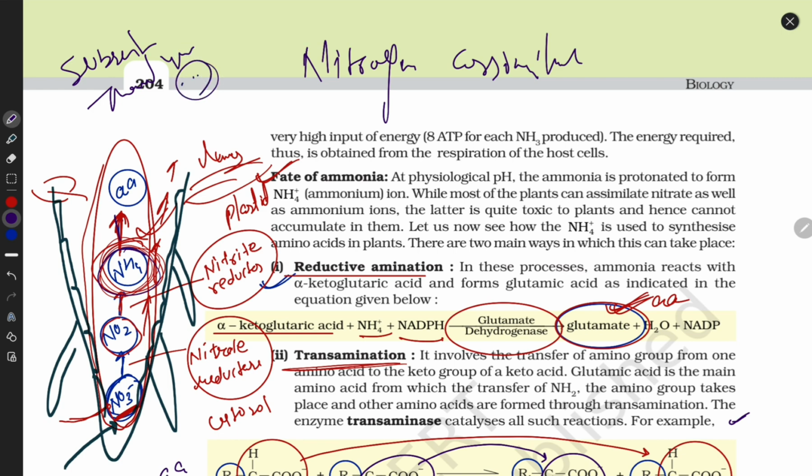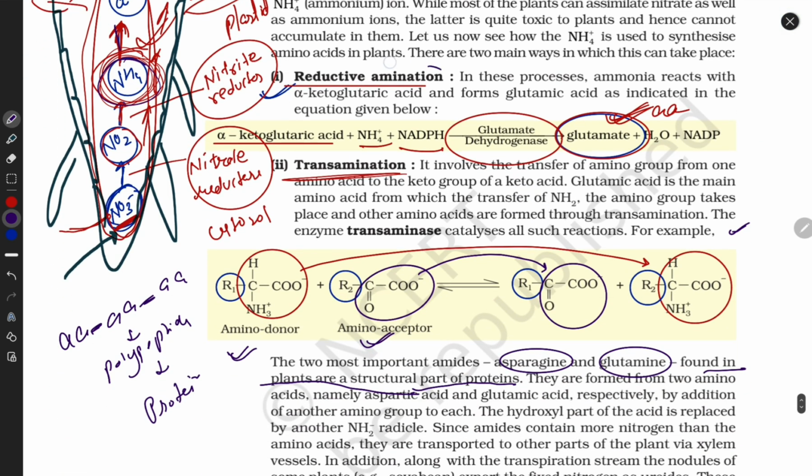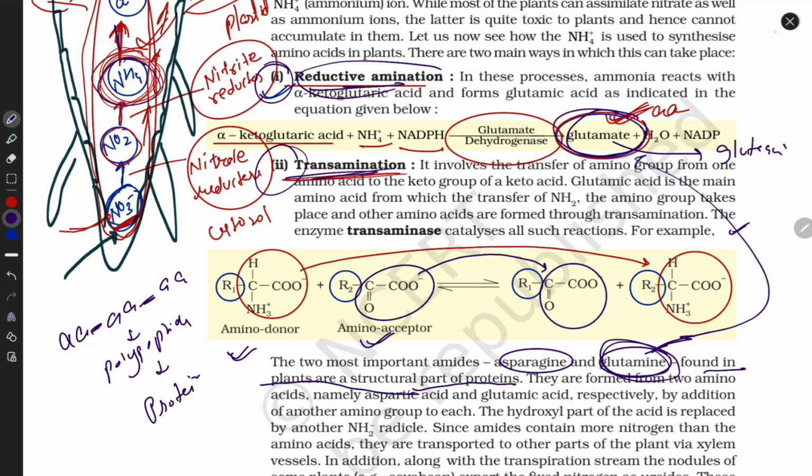And keep revising. This is not a two-step process only. There are huge steps, guys, multiple steps. Your book gives this as two reactions, reductive amination and transamination, but there is much more. How does glutamate further react, and what does it produce? Glutamine. And glutamine further produces glutamate, and glutamate can also produce asparagine. So you know now there are huge complications, but your NCERT gives just these two things.